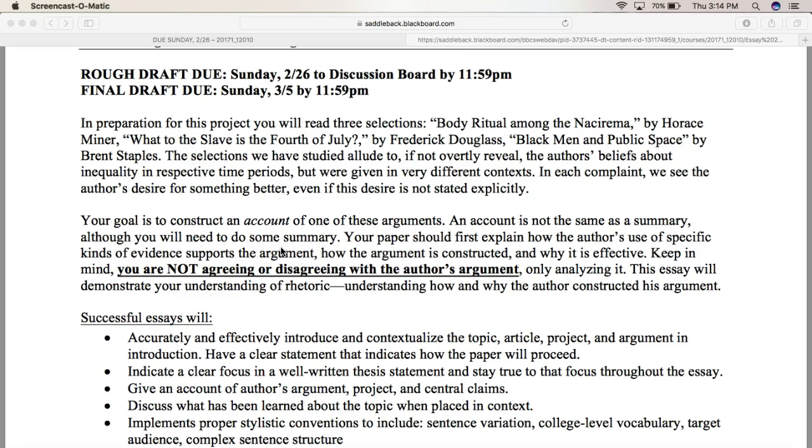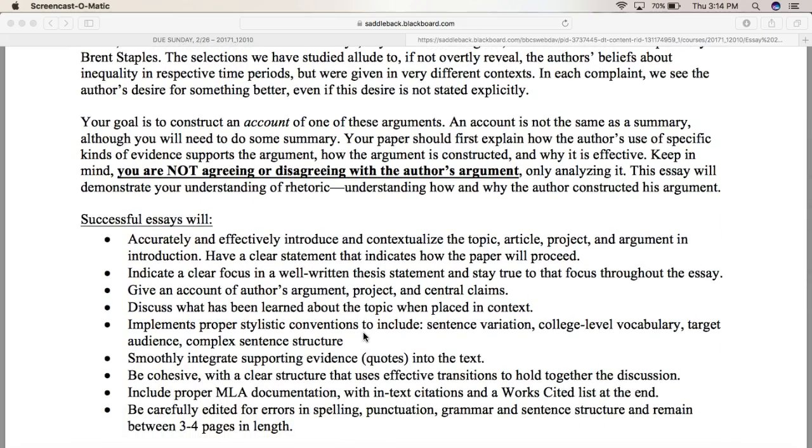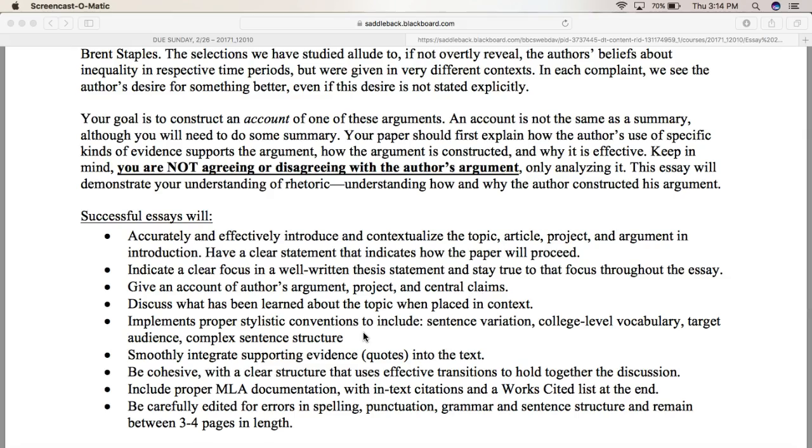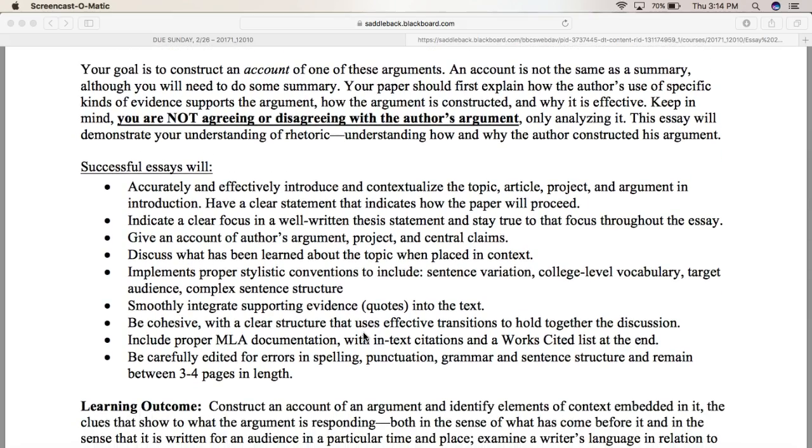These selections have alluded to, if not overtly revealed, the author's beliefs about inequality in the respective time periods, but were given in very different contexts. In each complaint, we see the author's desire for something better, even if this desire is not stated explicitly. Your goal is to construct an account of one of these arguments. An account is not the same as a summary, although you will need to do some summary.